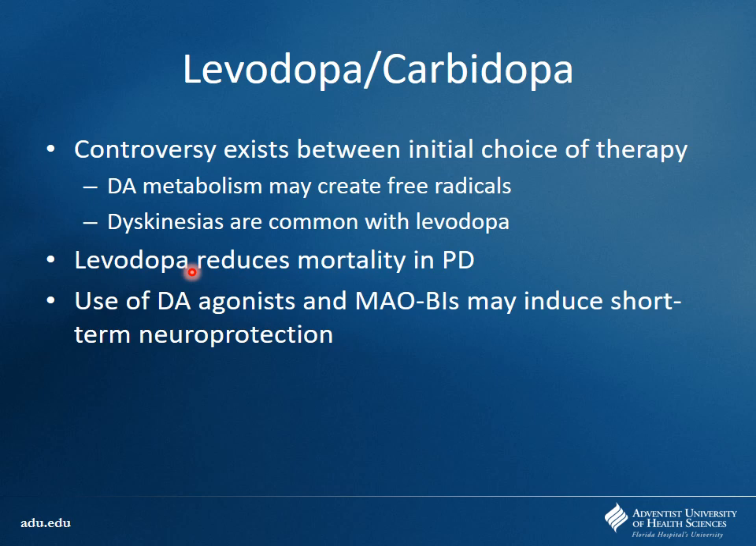But we do know that levodopa reduces mortality in PD, so that's the other flip side of that, where it's like, well, maybe you should use it. But the reason why we typically will say, well, let's use dopamine agonists, let's use monoamine oxidase B inhibitors first, is because hopefully that will help to save those neurons as long as you can, and then when those are ineffective, switch over to levodopa.